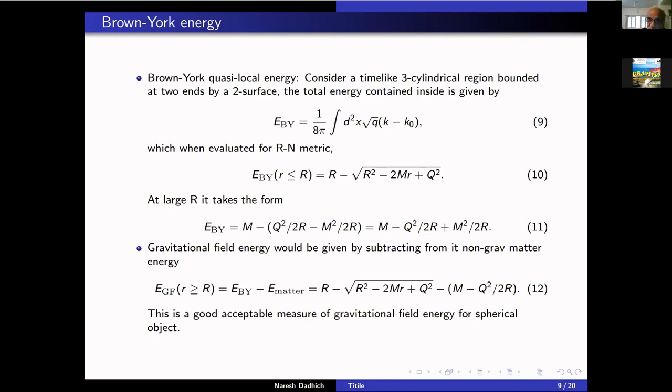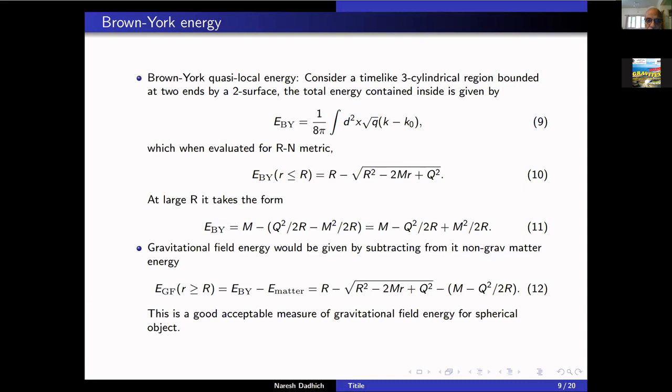Now, the electric field energy is opposite. The q squared by 2r is energy which is lying outside, and it is positive. The electric field gives you a positive contribution. So the electric field energy is q squared by 2r, and it is subtracted. So at large r, it does give us the expected result: m minus the electrostatic energy plus the contribution from the gravitational field energy.